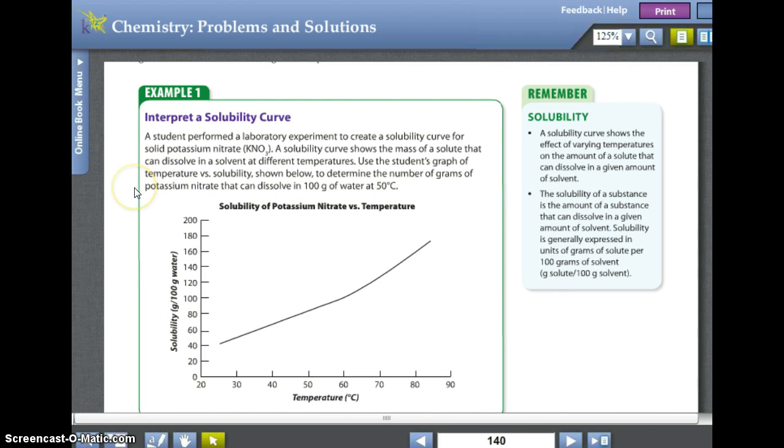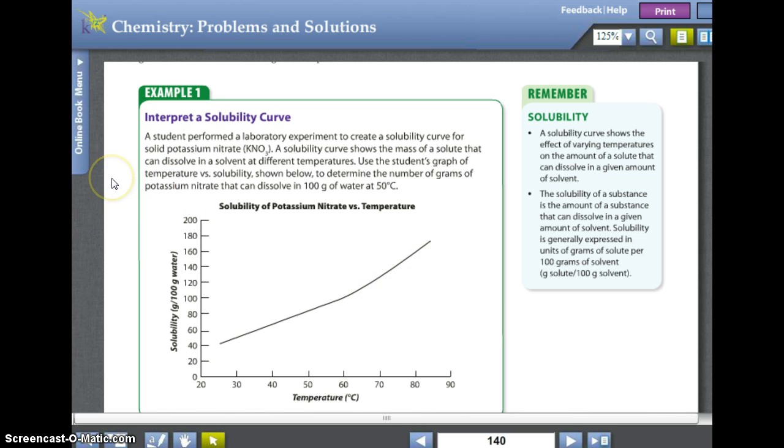Interpret a solubility curve. So first of all, look at our axes. We have temperature and we have solubility, so the amount of grams that are in 100 grams of water. And look at your pattern or your trend. You can see that as the temperature goes up, so does the solubility, and then whoa, it really jumps up after about 65 degrees. It really jumps up.